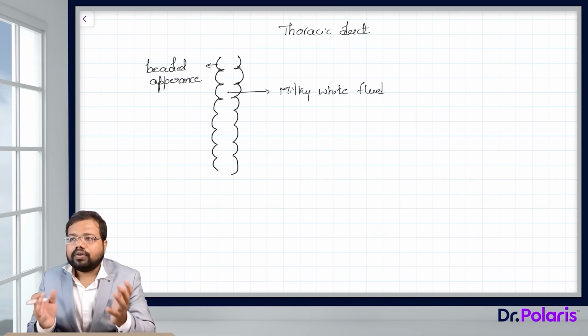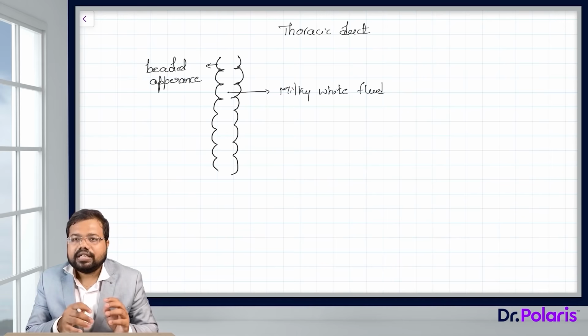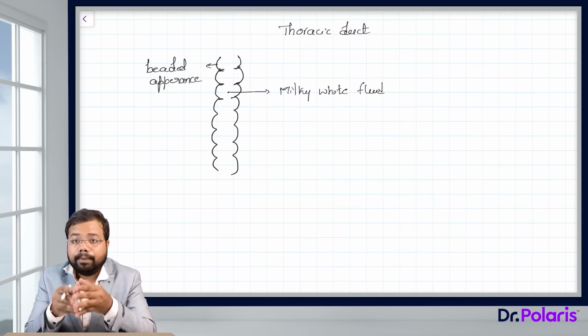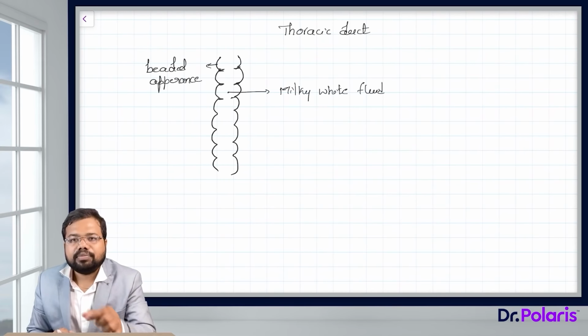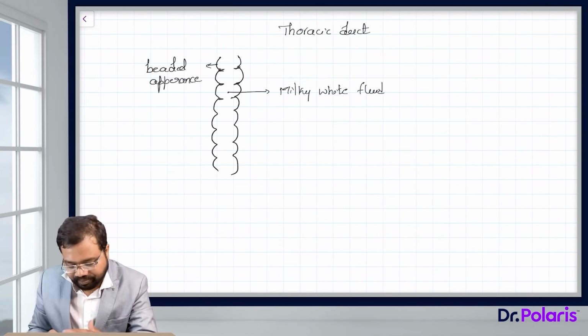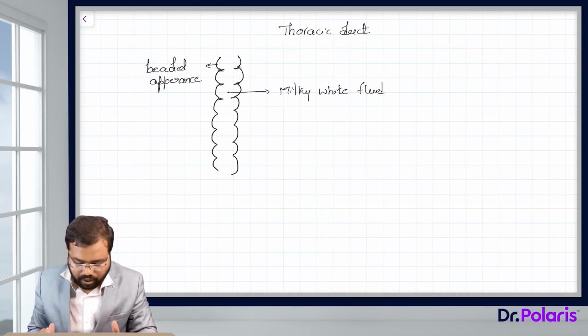Whatever fluid is left at the level of capillaries is collected by these small lymphatic vessels. Ultimately, through the lymph nodes, they drain into a big lymphatic vessel, and that big lymphatic vessel is what we are discussing as the thoracic duct. It has a milky white appearance because of these fat digested products.